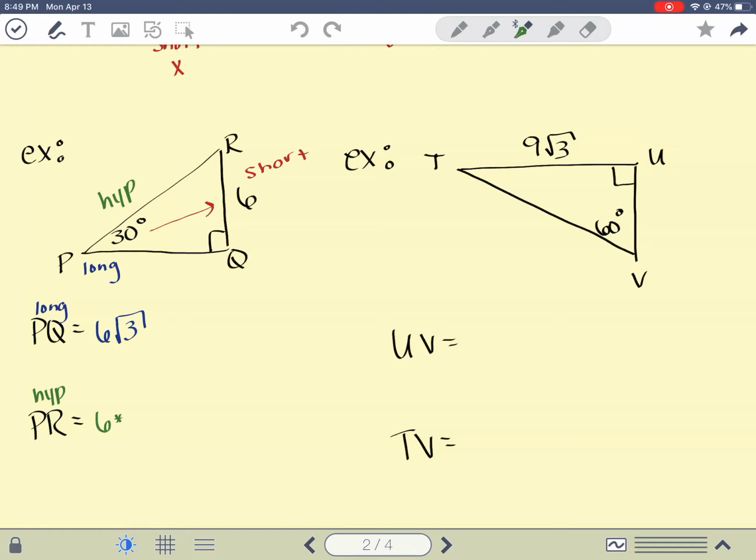Okay, if I go to my hypotenuse, I go back to my short, which is 6. I'm multiplying that by 2. 6 times 2 is 12. So my hypotenuse is going to be 12. And that's it.